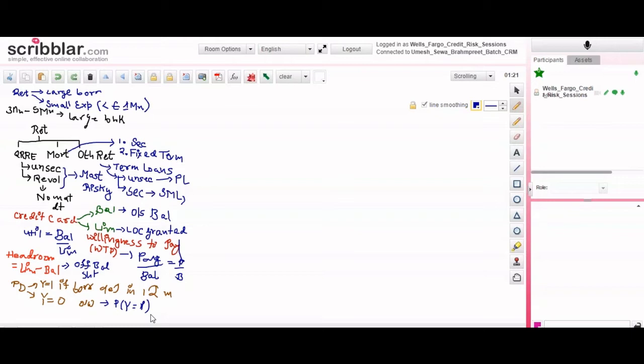Now when you look into this, this definition appears to be very simplistic in nature. It's very intuitive: what are the chances of the borrower to default? That's his probability of default. But there are two questions which come in over here. One is your default definition. How is it that you define default in this case? What is the default over here? And the second is, what is the performance?